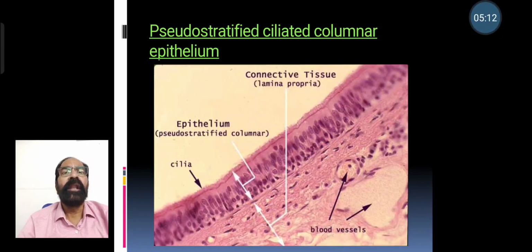Pseudostratified ciliated columnar epithelium is shown in this picture. You can see different shapes of cells, and all are attached to the basement membrane, but they do not come to the surface layer.